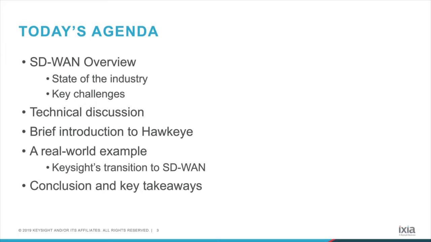Now let's talk about today's agenda. I'm going to kick things off with a very short introduction to SD-WAN. Now I'm assuming that most of you already have a firm grasp on this, so I'll simply be giving a brief overview of the state of the industry, along with discussing a few key challenges that companies are facing when migrating to SD-WAN. From there, I'm going to hand things over to Nicolas, who will dive a little bit deeper into SD-WAN and its challenges, along with introducing Hawkeye, Ixia's active network monitoring platform. After that, Joe's going to take over and discuss Keysight's migration to SD-WAN, detailing the real-world problems that they faced, as well as the solutions they employed to overcome them. Finally, we'll circle back to both of our presenters and discuss their key takeaways and do a little bit of Q&A.